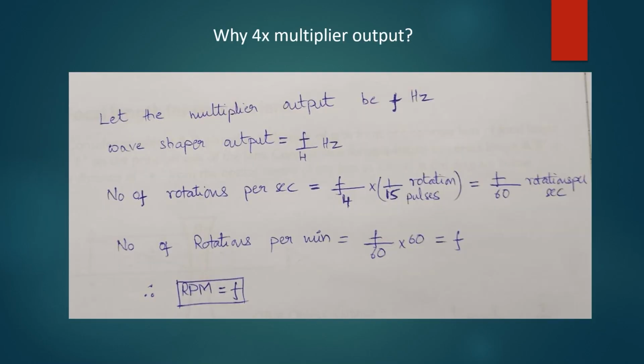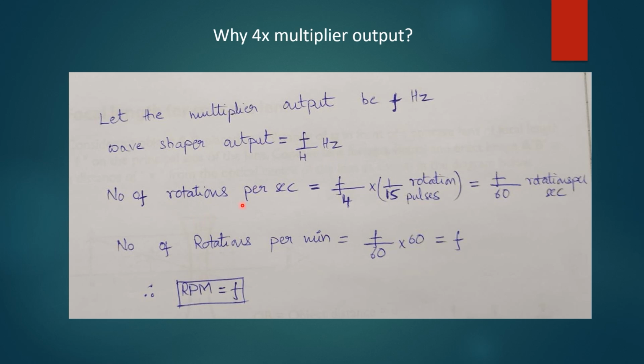As we have seen from the experiment, we have taken two values. One is the multiplier output and the other is the wave shaper output. But why did we take the multiplier output? We'll discuss it in this slide. Let the multiplier output be F hertz. Now, the wave shaper output will be F by 4 hertz.